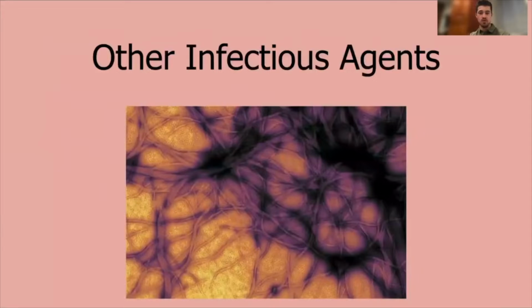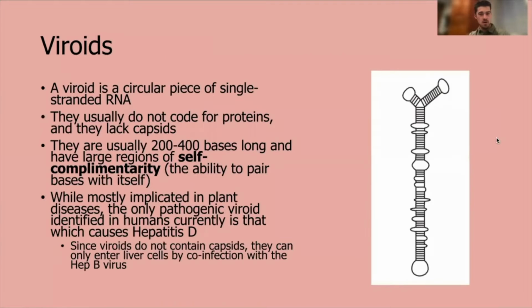All right, and we'll talk a little bit about other infectious agents. That is a picture of, I believe, those are the prions in an E. coli cell. Okay, so first we'll talk about viroids.